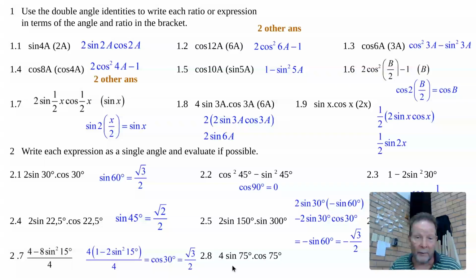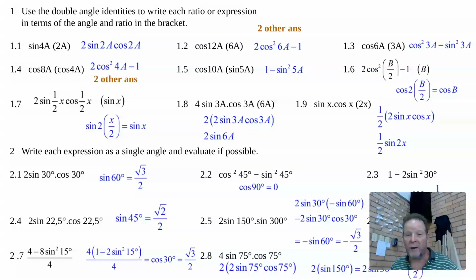The last question's a little tricky. It's that question that we had to do before. We know it's 4 there. Why not change it into 2 sine 75 cos 75 like that? And then this just turns into 2 times the sine of 150. But what's the sine of 150? It's really the sine of 30 by reduction. And the sine of 30 is a half, and 2 times a half is 1. So there's all those questions done.